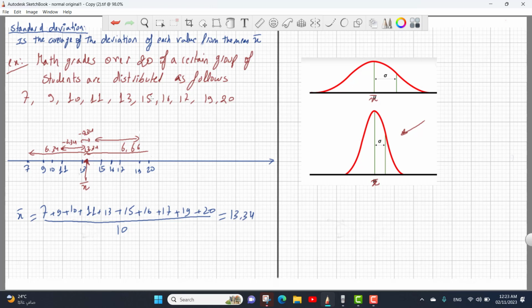If you have this in another study, you have more values like 35, or let's say like 6 or 5, so the standard deviation will be bigger. The more values you have that are far from the mean, the bigger the standard deviation will be. But how to calculate the standard deviation?